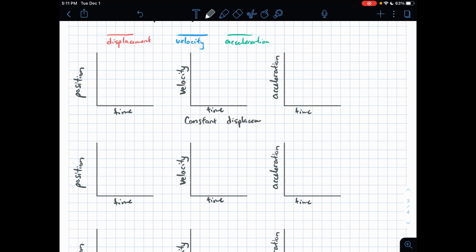Now, it's basically a fancy way of saying the object is not moving. So if the object is not moving, then it stays at a stable position. Let's say that position is 3 from the origin. That would be your displacement. So d, displacement, equals 3 meters.